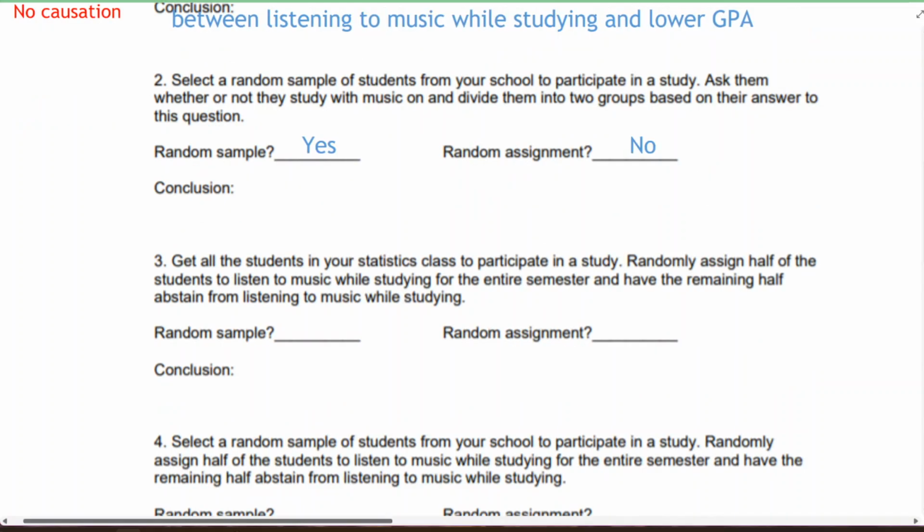Okay, since it's a random sample, we can generalize our results to, well, who did we sample? We took a random sample of students at the school. So we can generalize our results to the students at the school. However, just like the previous one, we can't show any causation. We didn't perform an experiment, so causation is off the table.